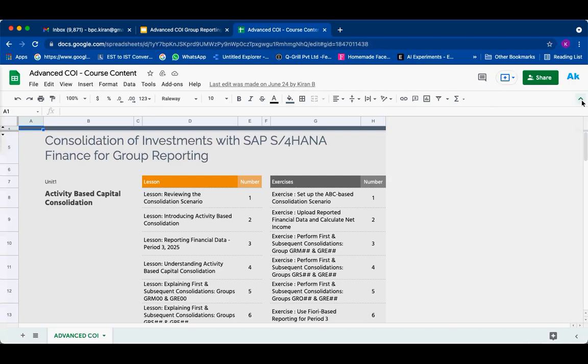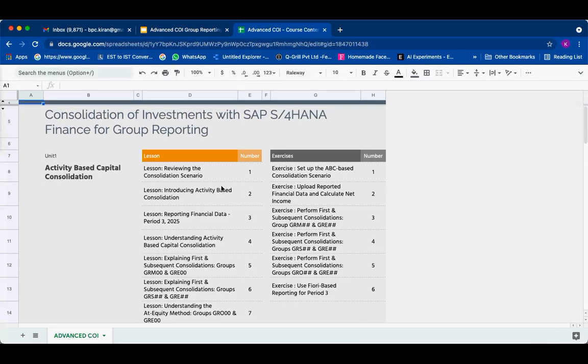So here I prepared the content that I'm going to deliver in this course. First we are going to talk about activity-based consolidation of investments. In this first scenario, we are going to have one scenario. I'm going to prepare those scenarios, and we are going to maintain that data.